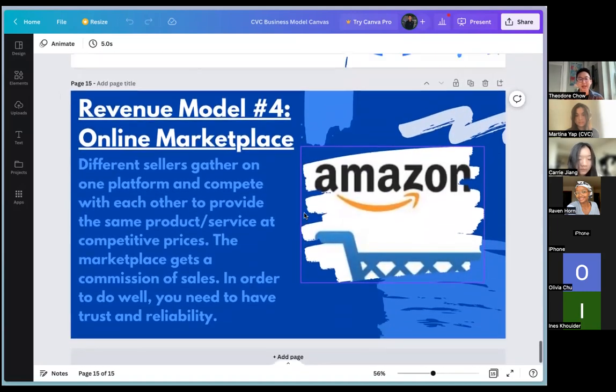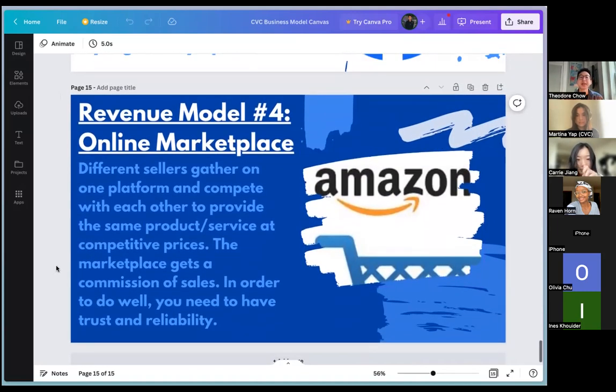And lastly, I think we have the online marketplace. So what this means is that different sellers can gather on the platform, sort of like the managed marketplace I was talking about earlier, and basically compete with each other to provide the same product or service. Amazon is a good example of this.